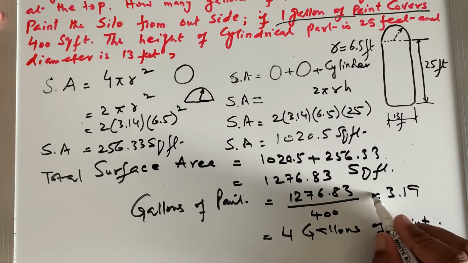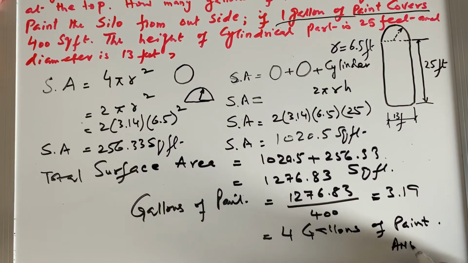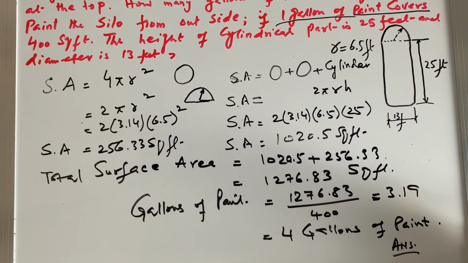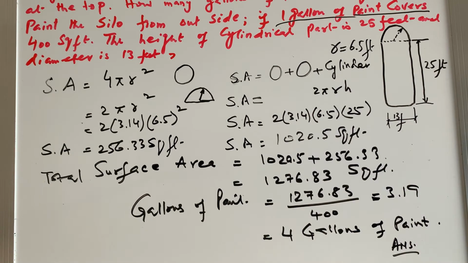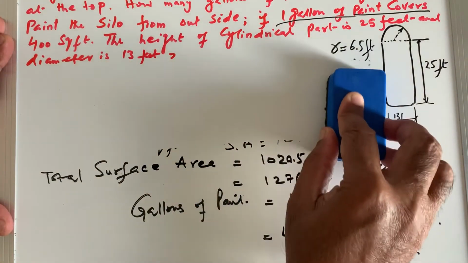Right? If it is a little more than 3, we cannot say 3 gallons of paint, but we have to have 4 gallons of paint to paint this silo from outside. So this is how we work it out. And if we have a question like find the volume of this hemisphere and the volume of this cylinder, we can calculate it, right? So as a B part, we can calculate the volume of this cylinder and the volume of this hemisphere, right?